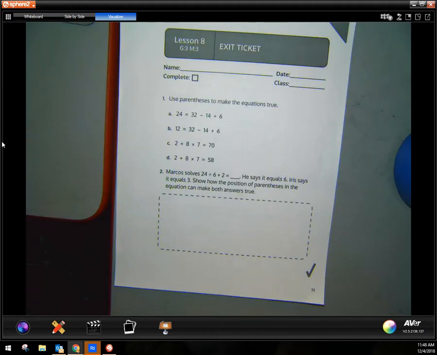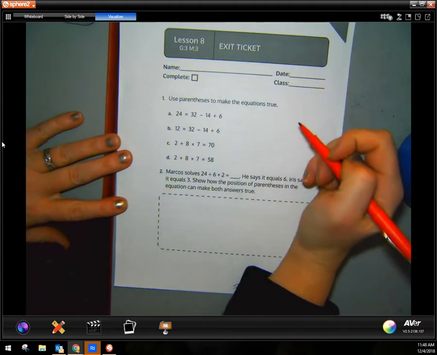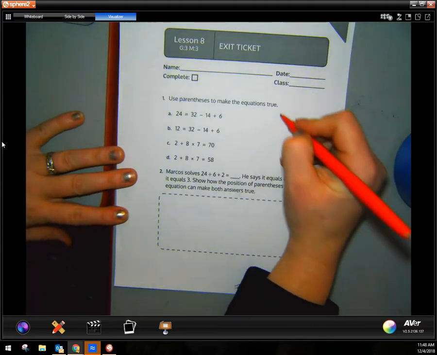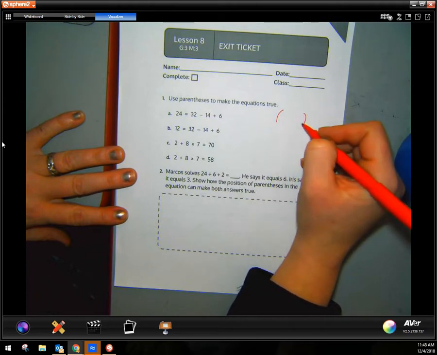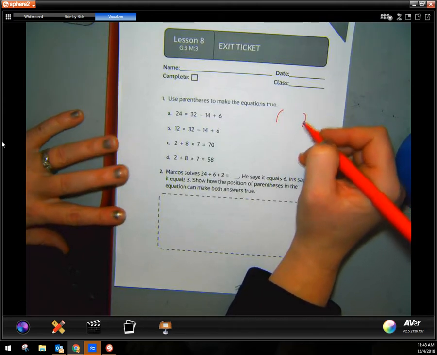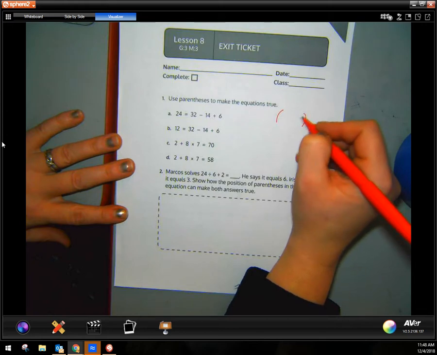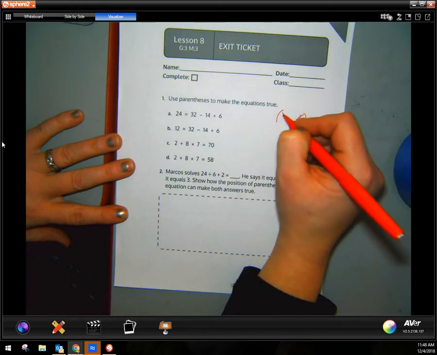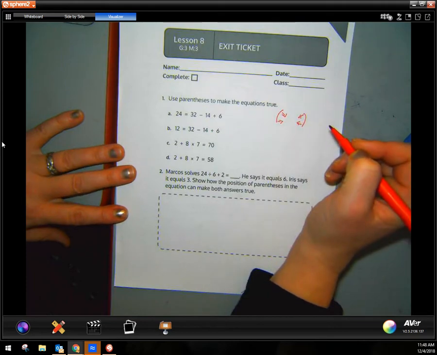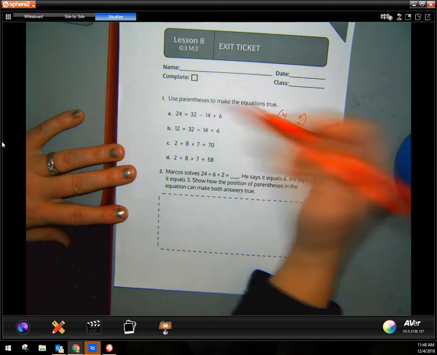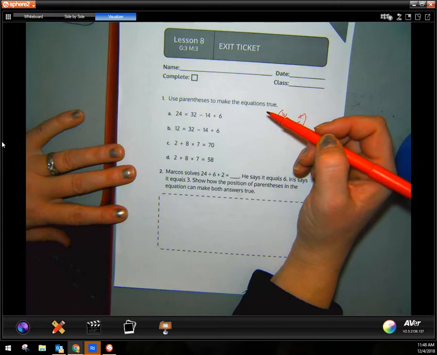So you're going to use parentheses to make these equations true. Remember, parentheses are these little guys. And whenever you see these in a math problem, they're screaming, do this first. It's like they've got big arrows screaming, do what's inside of me first. So depending on where you put the parentheses can make the answer be different. So you're going to kind of have to guess and check on these.